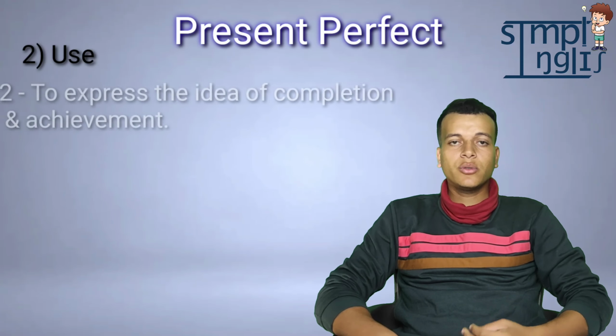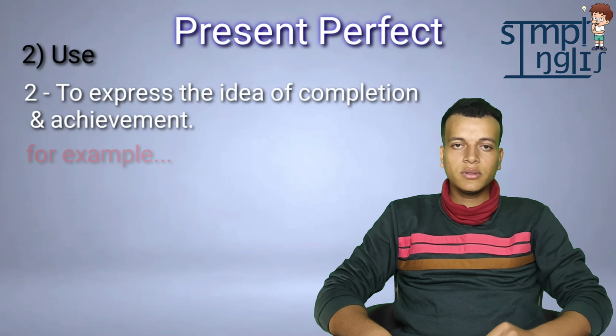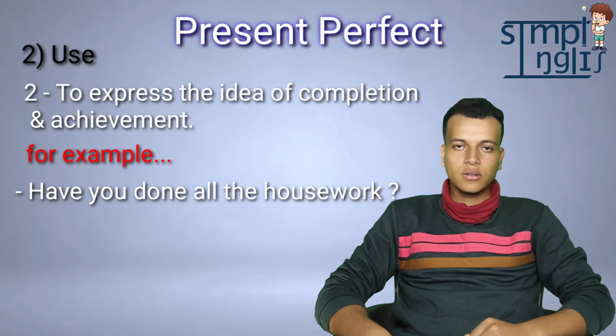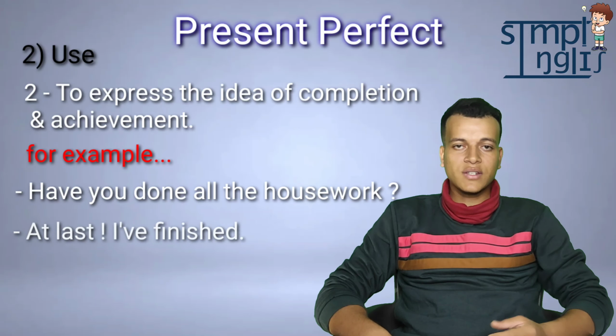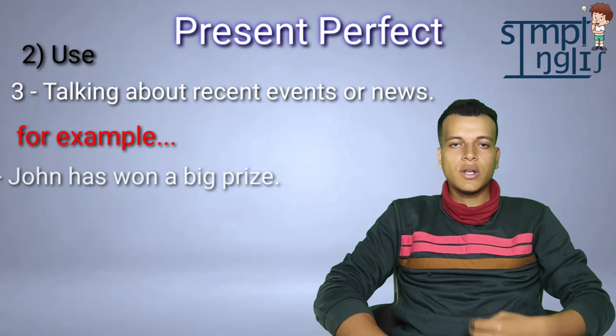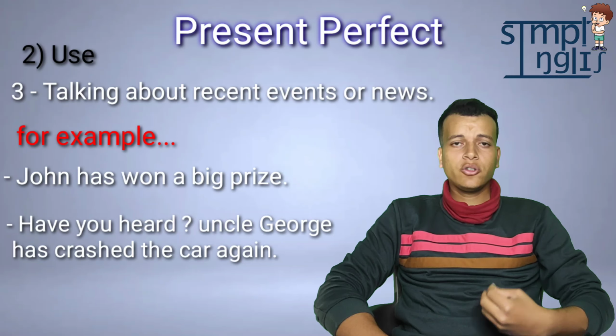Use the present perfect to express the idea of completion or achievement. For example, have you done all the housework? At last I've finished. Also use it for talking about recent events or news. For example, John has won a big prize. Have you heard Uncle George has crashed the car again?